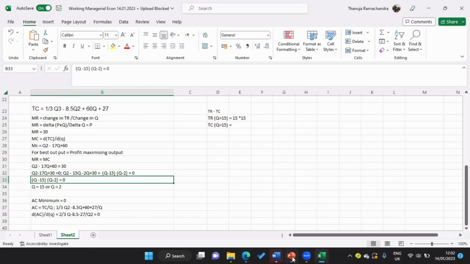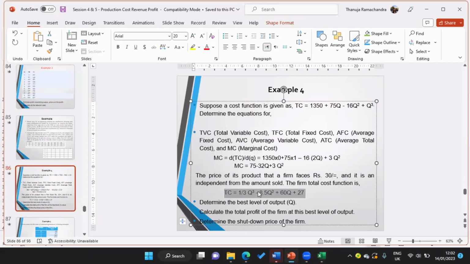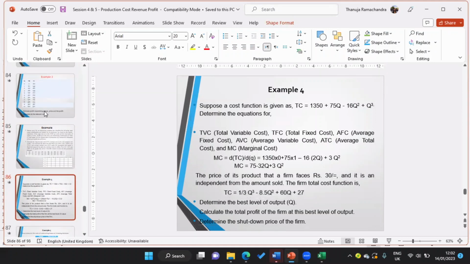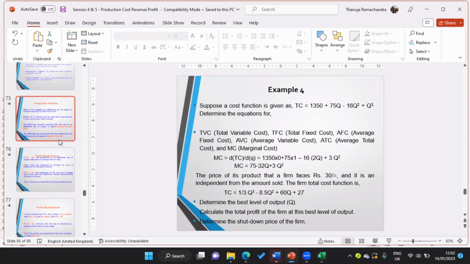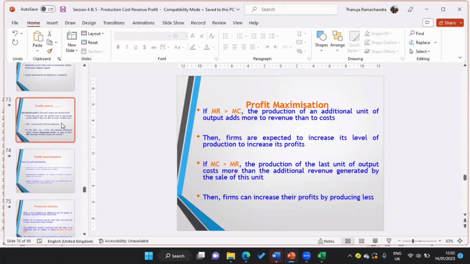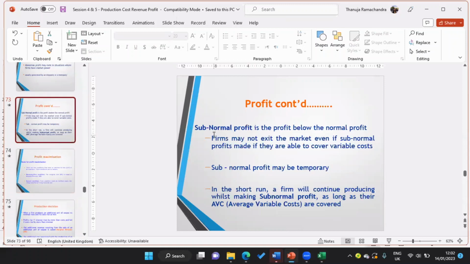Okay. Right. So that's one way. So we can calculate and determine the shutdown price. How do we get the shutdown price? As I said yesterday, I told you in one of the slides, right? The types of profit we discuss, isn't it? Here, subnormal profit is the profit below the normal profit.